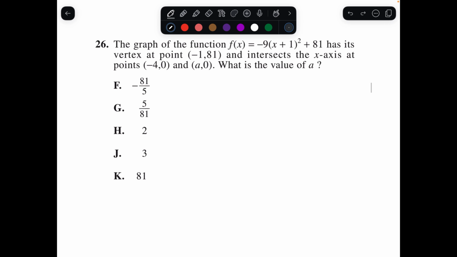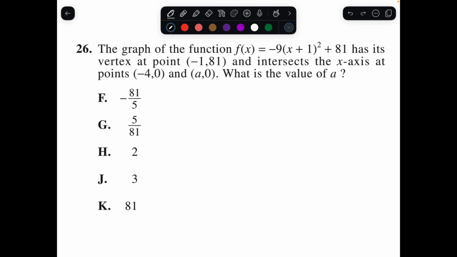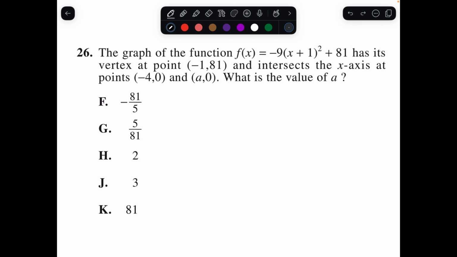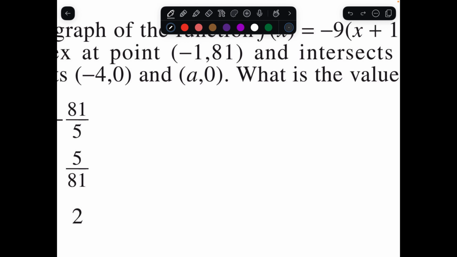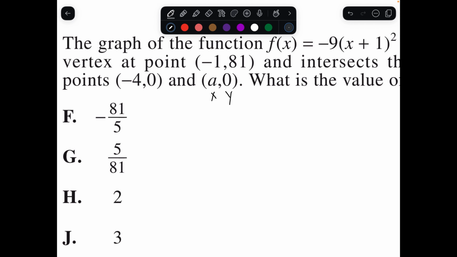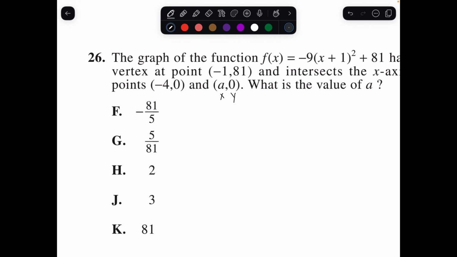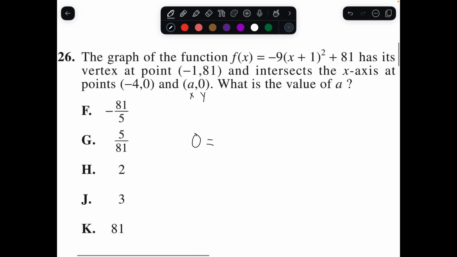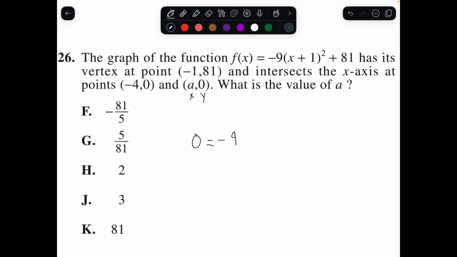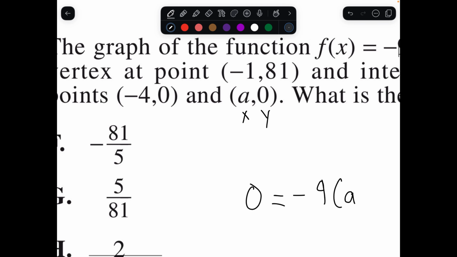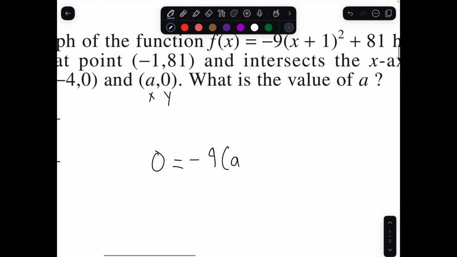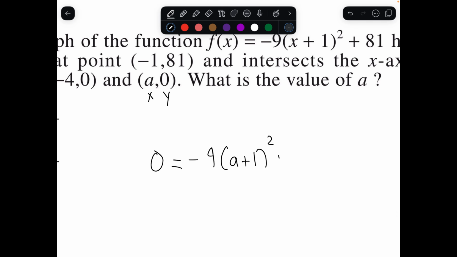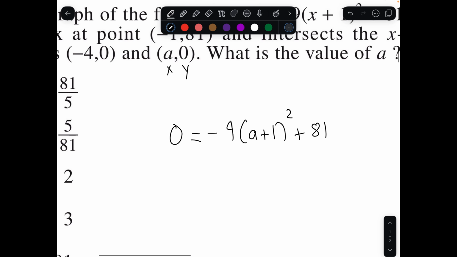So for this question, you can replace f of x with 0, right? Because that's your output. This is your y. This is your x, and your y is just the same thing as f of x. 0, and then you have negative 9, right? And now if I plug in a plus 1, because you're plugging in a for x, a plus 1 squared plus 81, and now I can just solve for a.